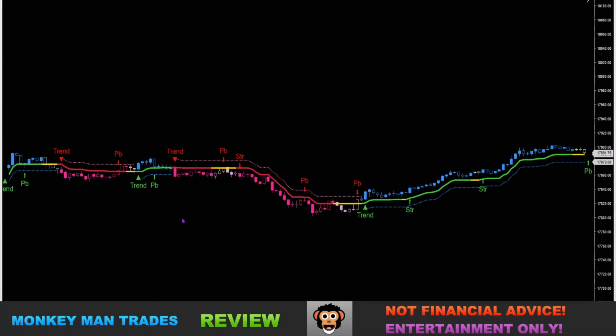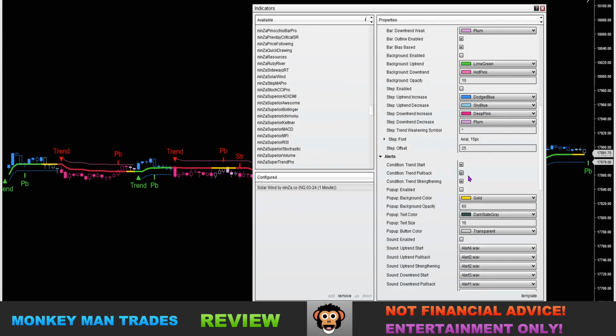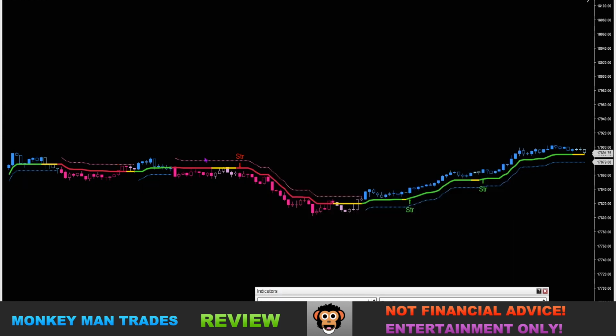So the solar wind indicator has three different signals: a trend signal, a pullback signal, and a trend strengthening signal. Well, what if you just want to trade one of these? Let's say I want to disable the trend start and the trend pullback, and I'm just interested in trading the trend strengthening signals. So here we have just the strengthening signals printing.